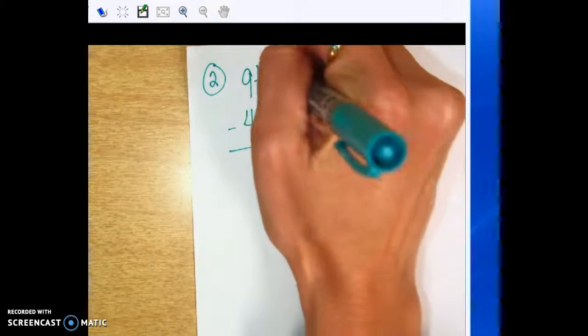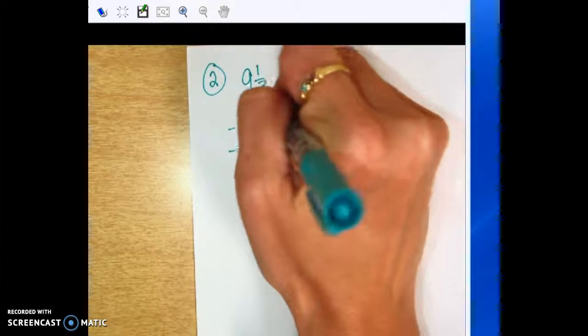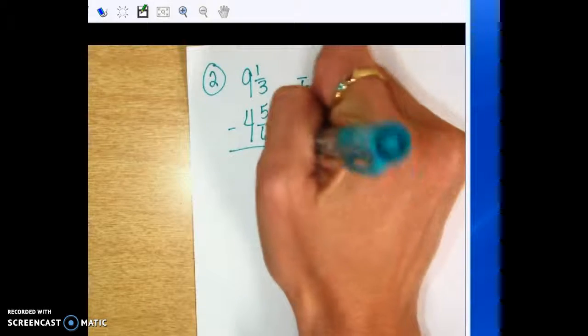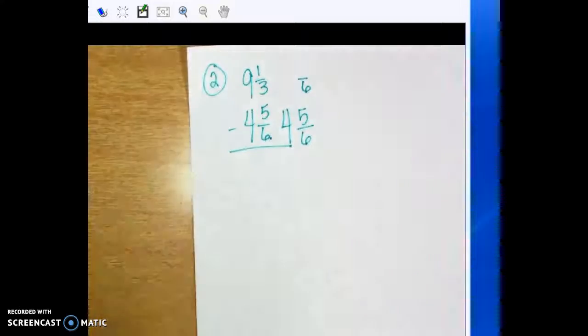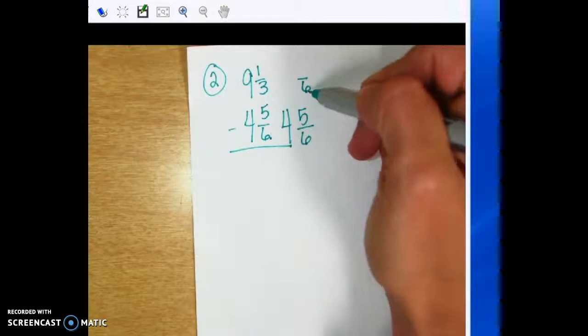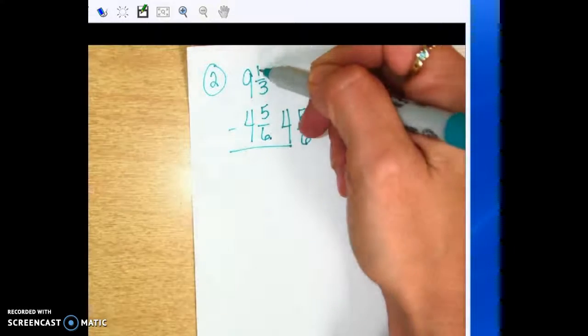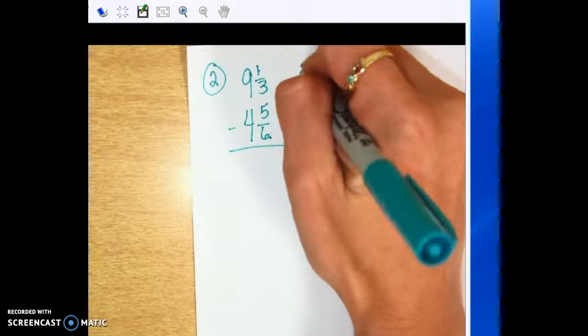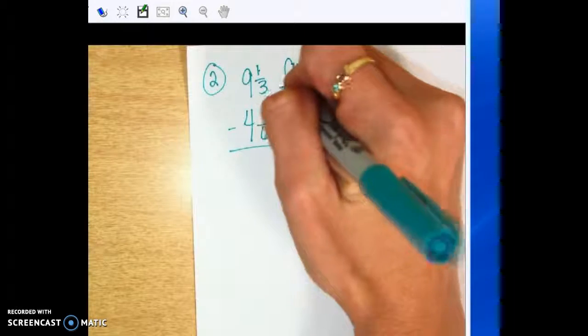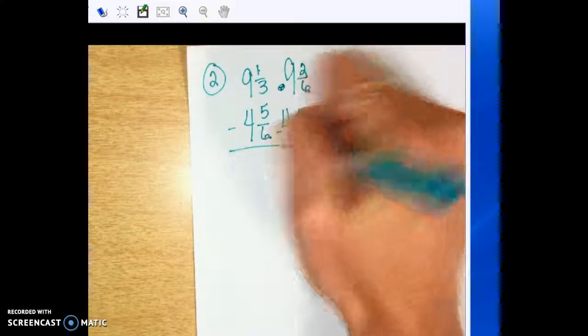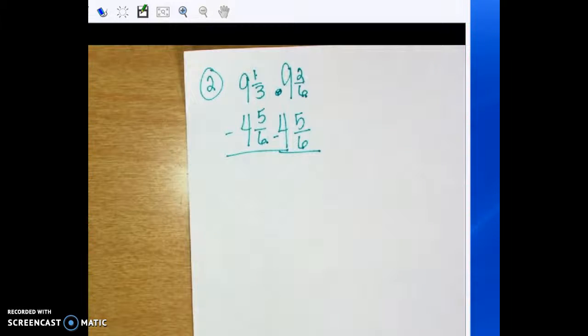So I'm going to use 6 as my common denominator, which would mean this whole mixed number stays the same. To get from 3 to 6, that would be times 2. So I'm going to multiply 1 times 2. Now I have 9 2/6 minus 4 5/6.